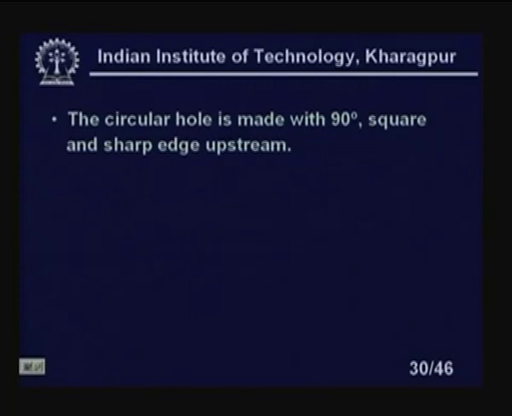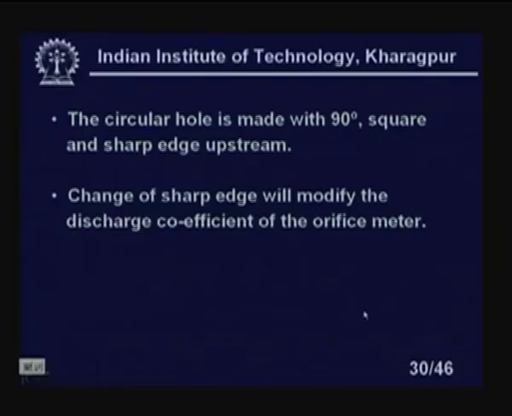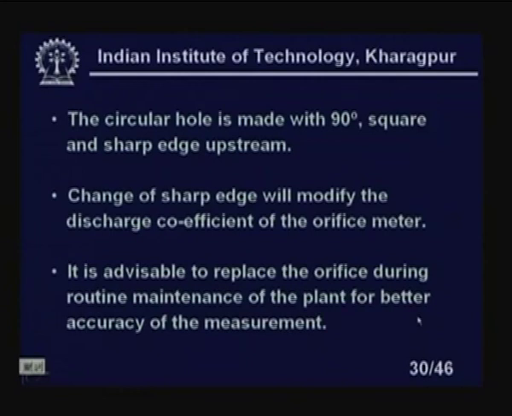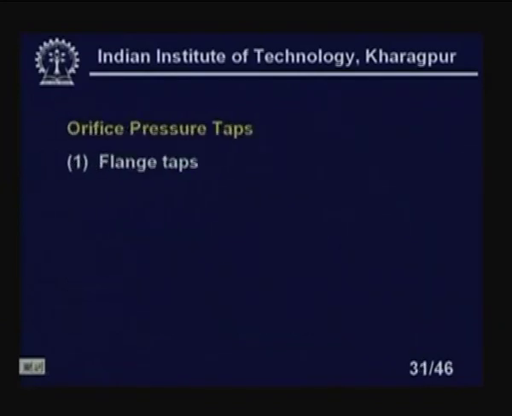The circular hole is made with a 90° square and sharp edge upstream. Okay, it is a 90° edge that I have shown you, and sharp edge upstream. The change of sharp edge will modify the discharge coefficient of the orifice meter, and it is advisable to replace the orifice during the routine maintenance of the plant for better accuracy of the measurement.